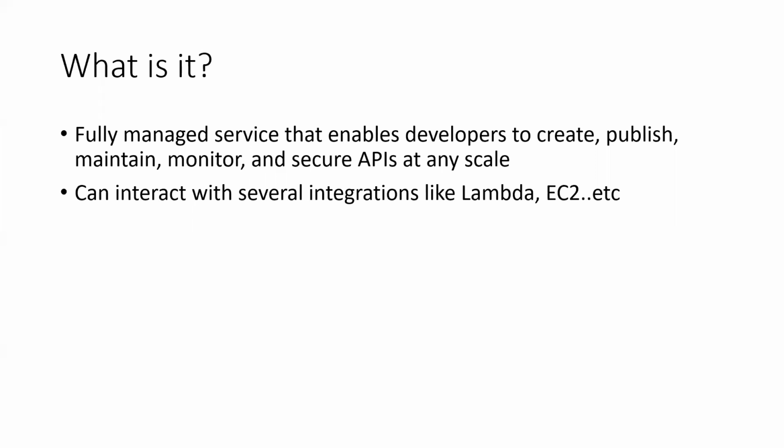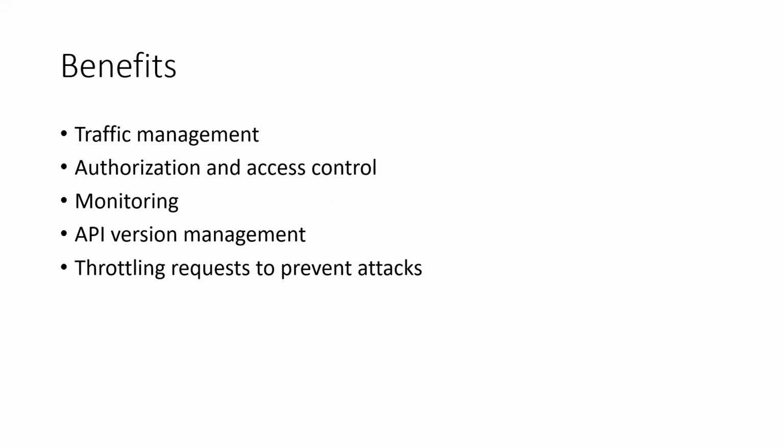Okay, so this API Gateway will act as a proxy pretty much. Once you get the request, API Gateway can transform the request and then send it to the backend microservice. Once the microservice returns the response, you can transform that response and then send it to the client. So you can do pre-processing and post-processing also. So a lot of advantages. And I have the benefits here: traffic management, authorization and access control, monitoring, API version management, throttling requests to prevent attacks.